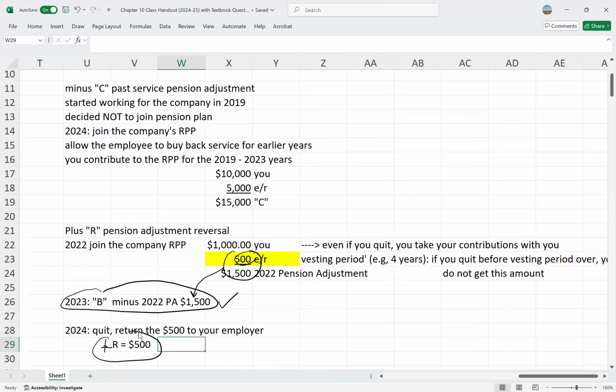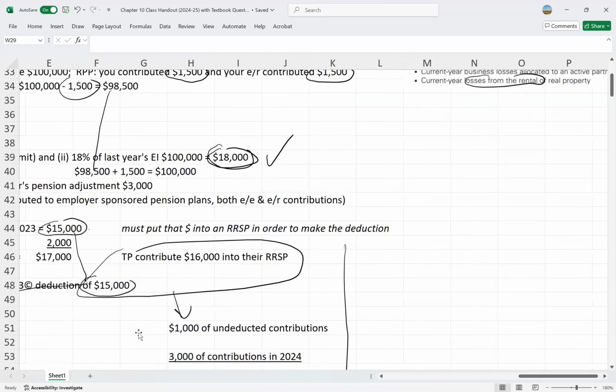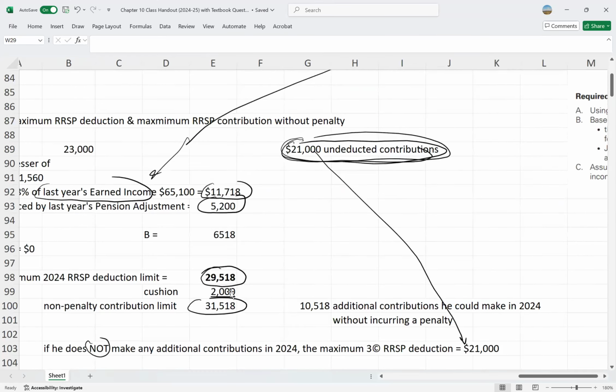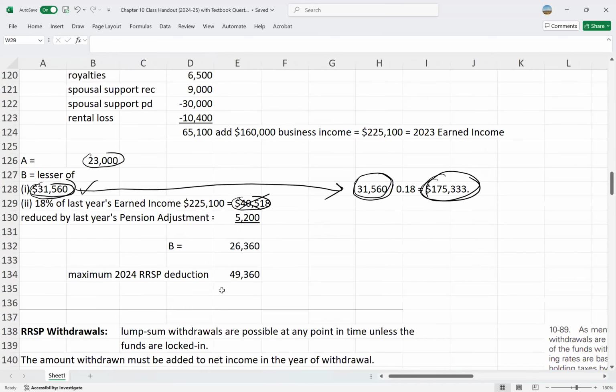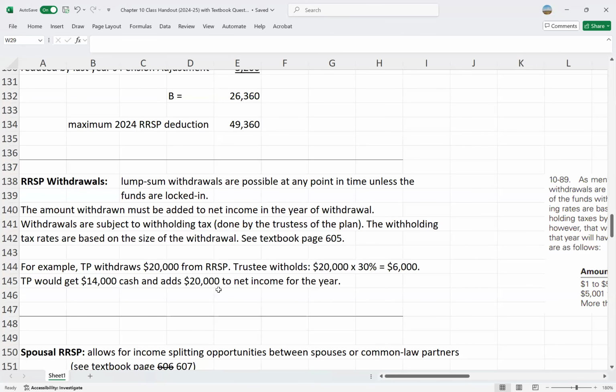So you put all this money into an RRSP, and now you've got to take it out. When you take it out, let's just get down to where we are. You can basically take out lump sums at any point in time. There's no need to wait until you retire. But once you take the money out, it's added to your net income for the year that you took the money out. Now, there are some exceptions we'll talk about, but you put the money in, you get a 3C deduction, you take the money out, you add it to your net income in 3A.